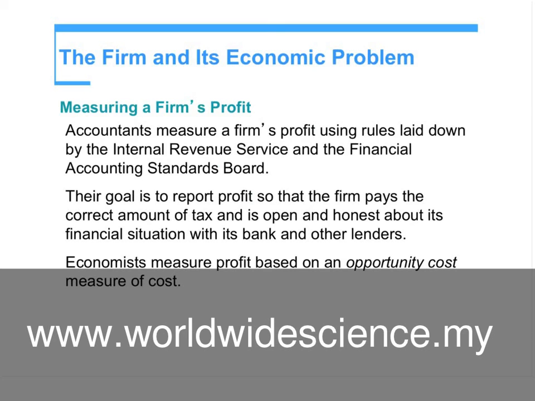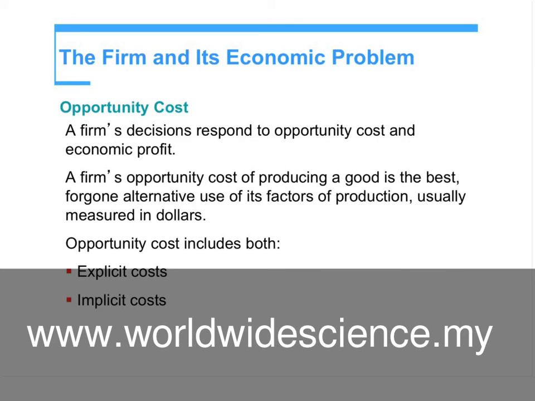So a firm's decision responds to opportunity cost and economic cost. The firm's opportunity cost of producing a good is the best foregone alternative use of its factors of production, usually measured in dollars. So opportunity cost includes either explicit costs or implicit costs.